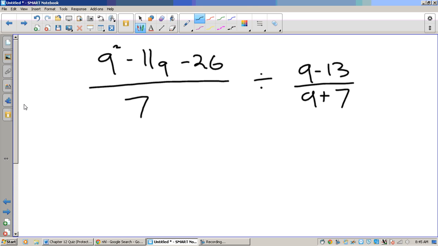So I just changed this to a multiplication, and I'm going to do.